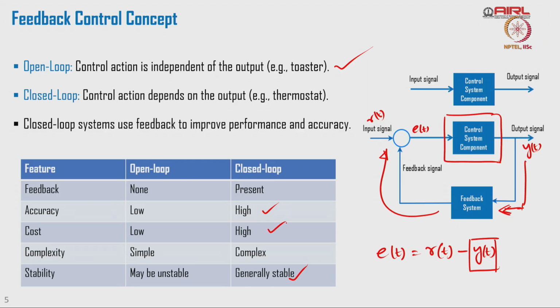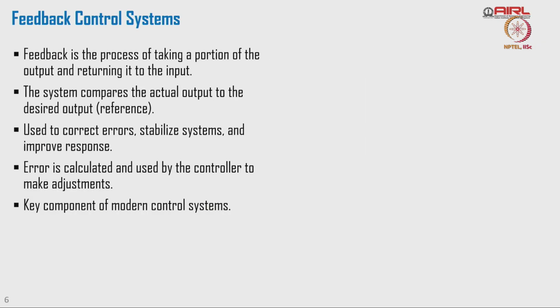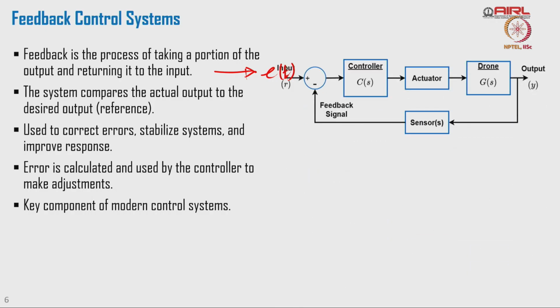Feedback control system is a process of taking a portion of the output and returning it to the input, right. That is where we get the error. The system compares the actual output to the desired output. The difference is the error. And it is a key component of modern control systems.